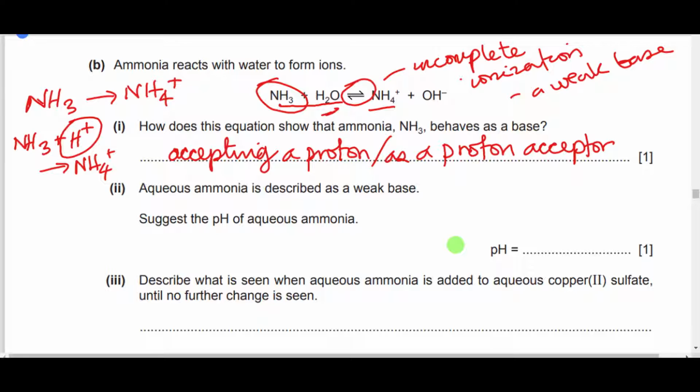Now, aqueous ammonia is described as a weak base, of course, which we already stated. So just the pH of aqueous ammonia. For weak bases, the pH starts from anything above 7, greater than 7, up to 11. So any value you pick from, let's say 8, from 8 to 11 will be correct.